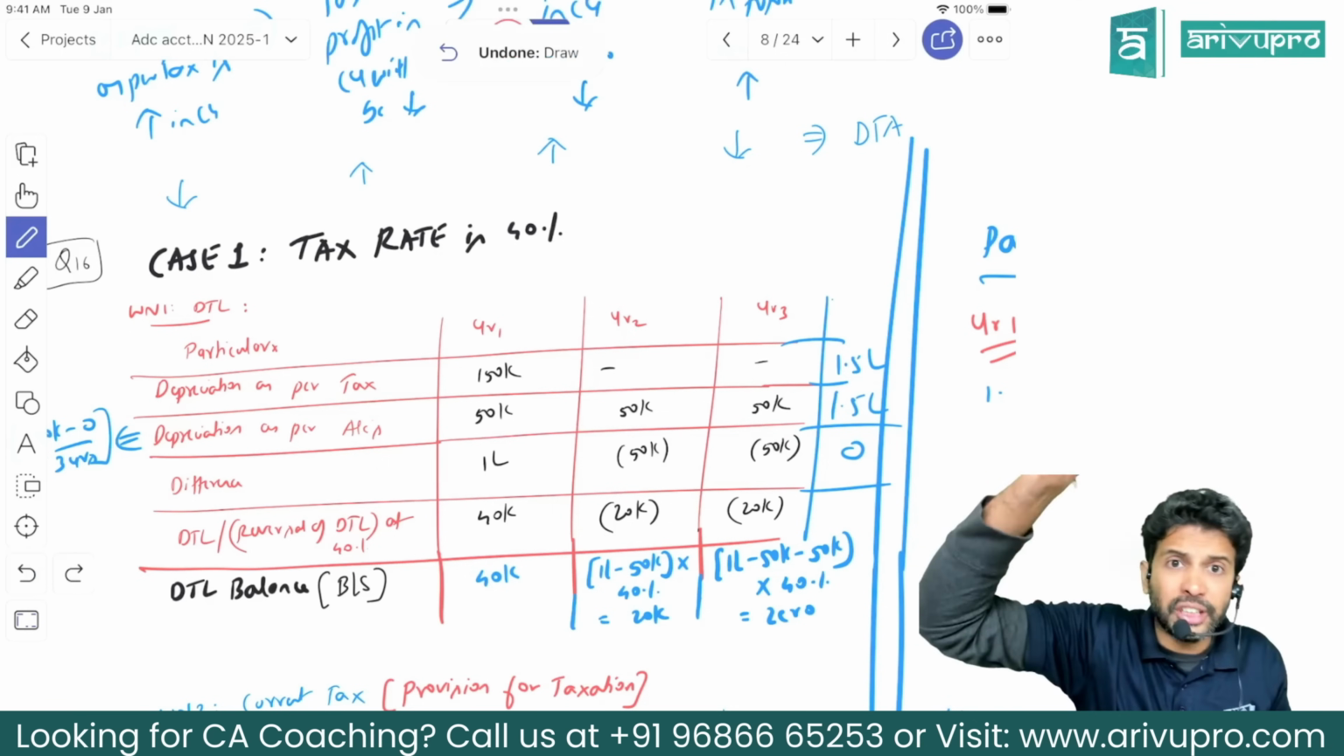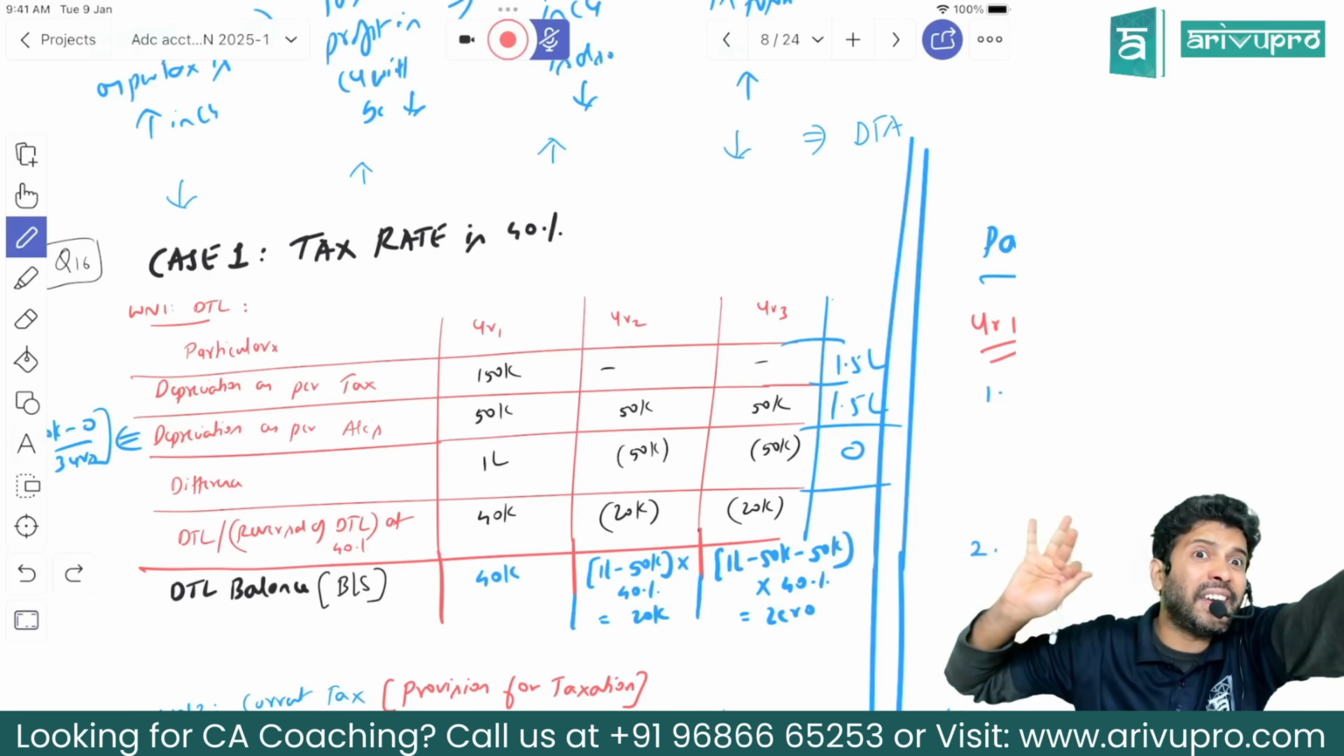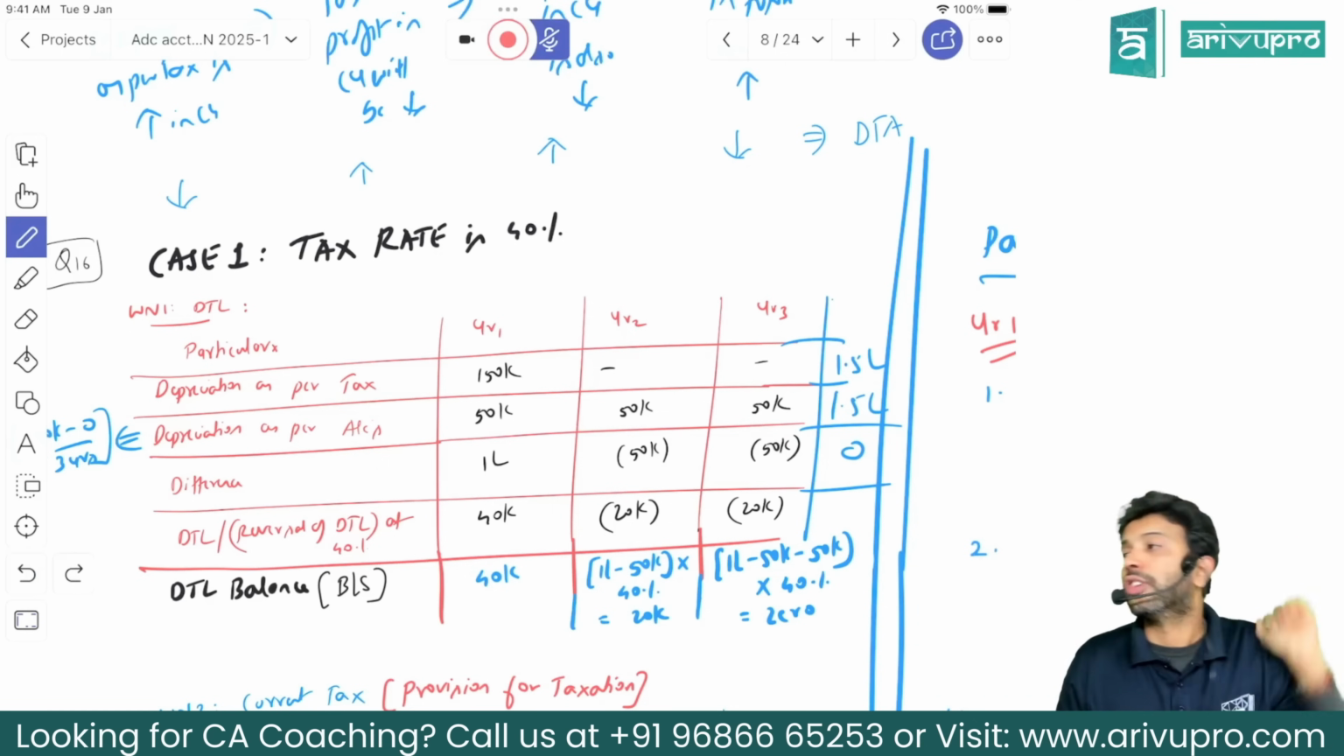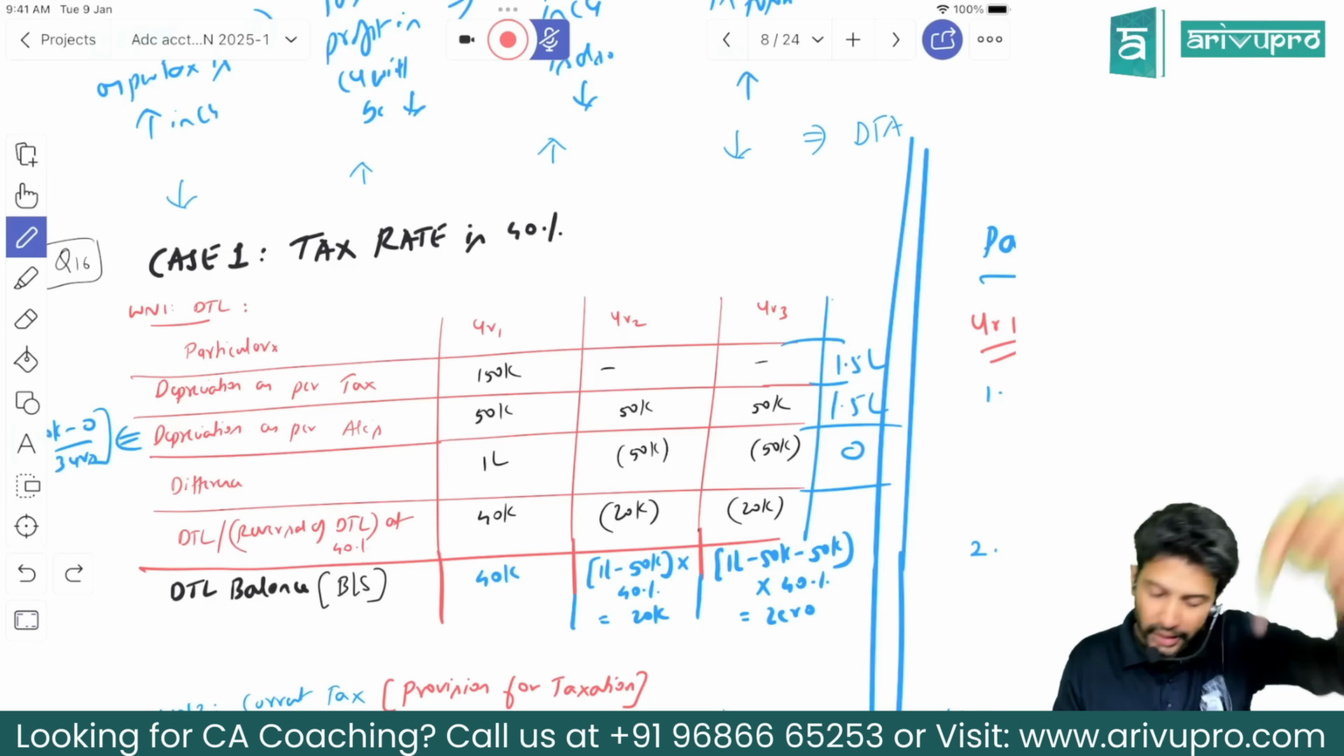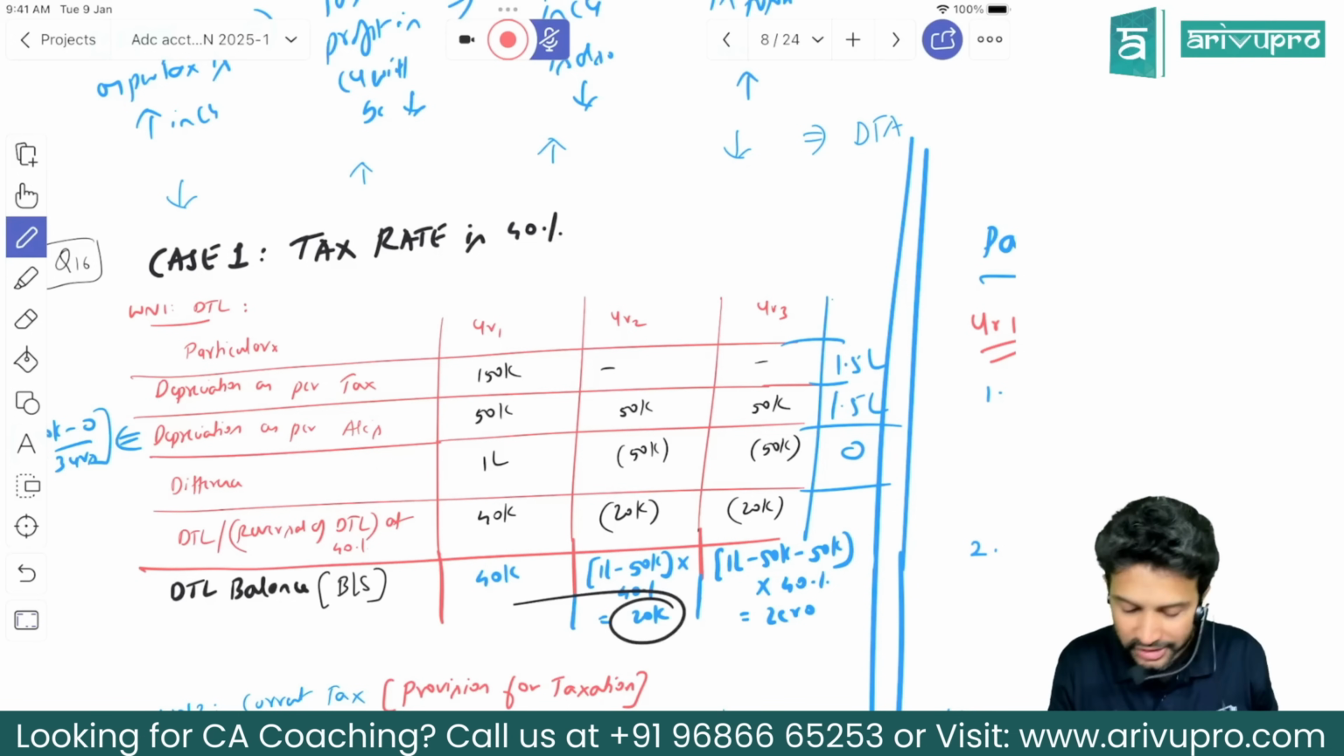Sir, if the 50,000 difference is still there, it means we have to create DTL. On the difference only, we create DTL. So take that. And what is the tax rate? 40%. Calculate 40% of 50,000. How much is that? 20,000.